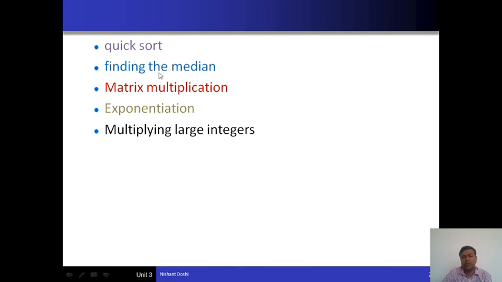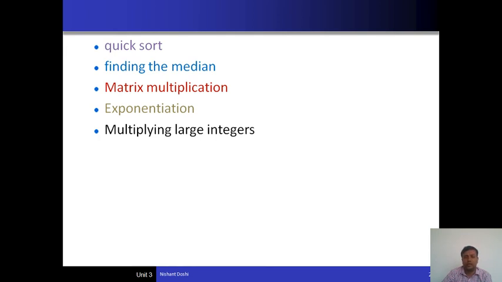Now, finding the median. Median means the middle element of the given array. If there is a sorted array, then the median is the element in the middle of that. One way is to first sort the given array and then take the middle element as the median. But that gives complexity n log n, because the sorting comes with the cost of n log n. Do we have a better approach than this one?